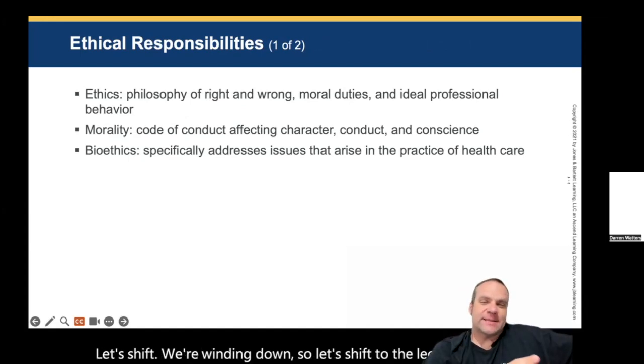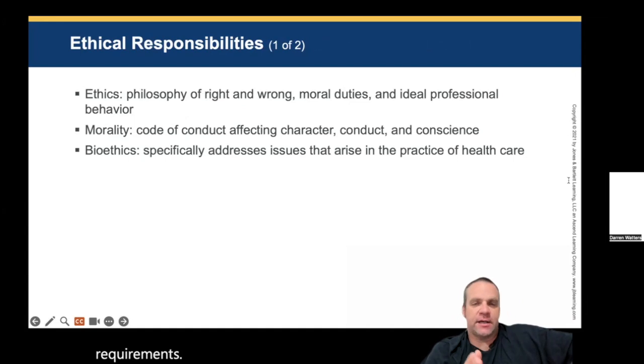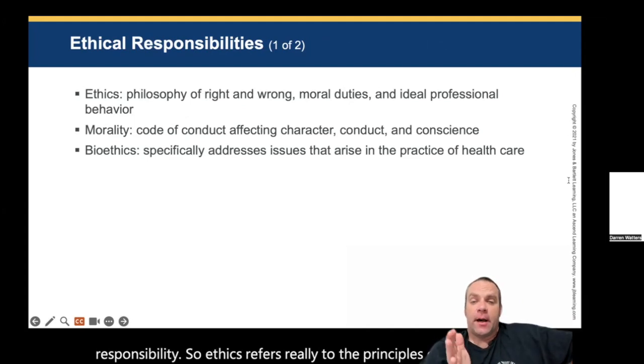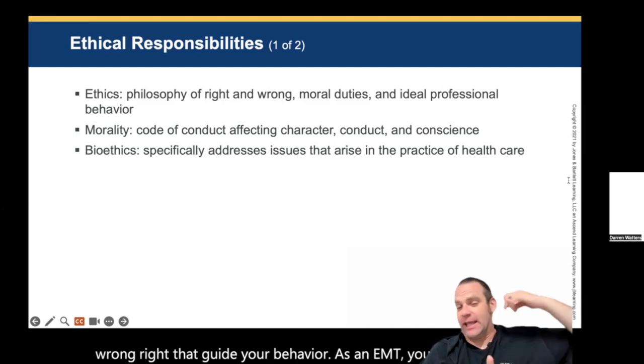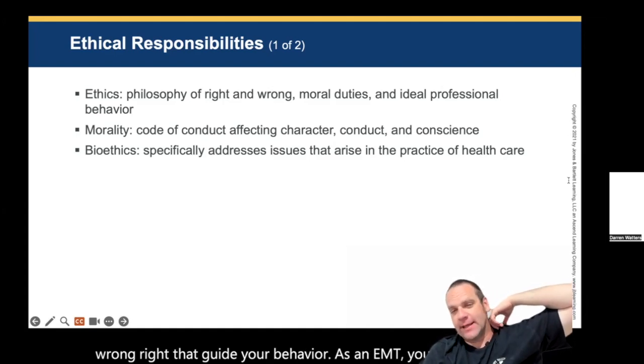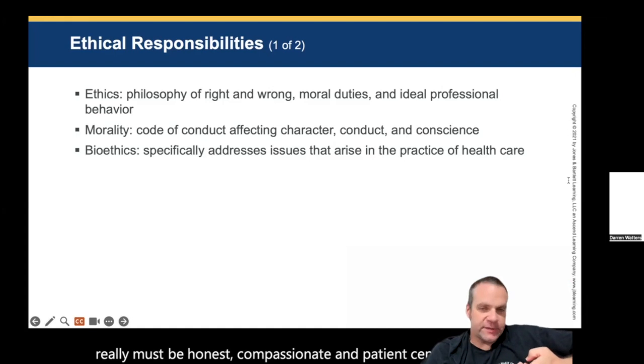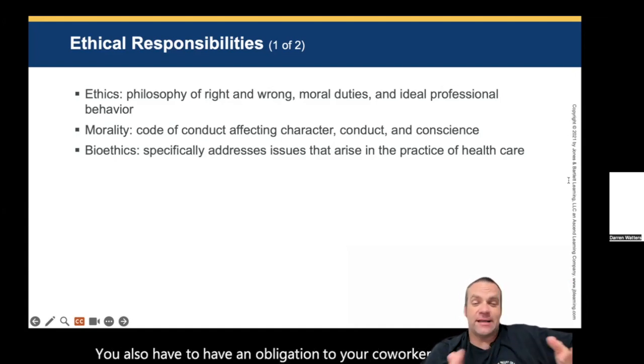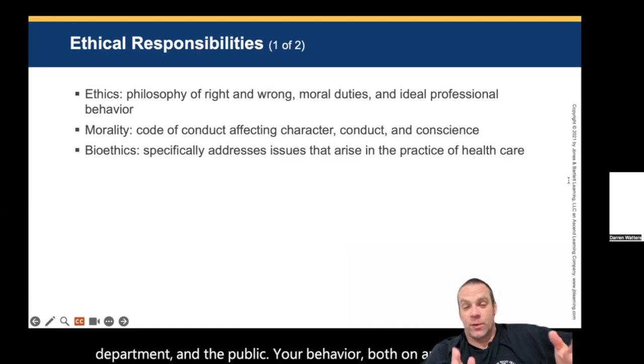Like away from legal requirements, and more go to the ethical responsibility. So ethics refers really to the principles of right and wrong, right? That guide your behavior. As an EMT, your actions really must be honest, compassionate, and patient-centered. And really got to be consistent with professional standards. You also have to have an obligation to your coworkers, your department, and the public. Your behavior, both on and off duty, reflects the integrity of the EMS profession as a whole.